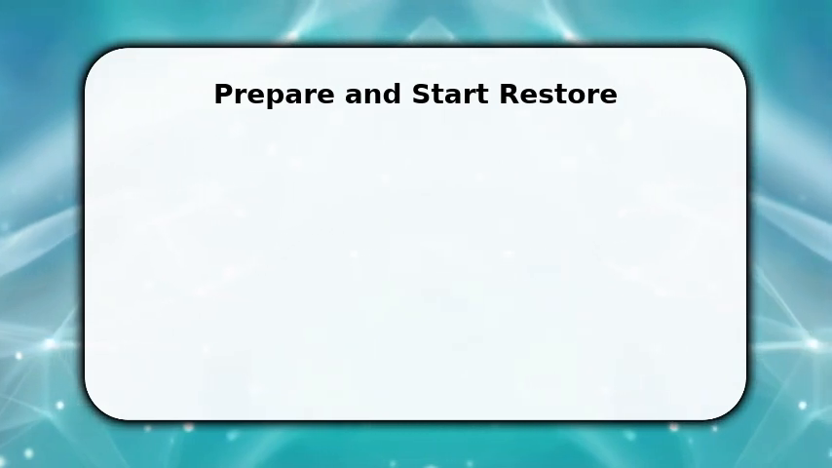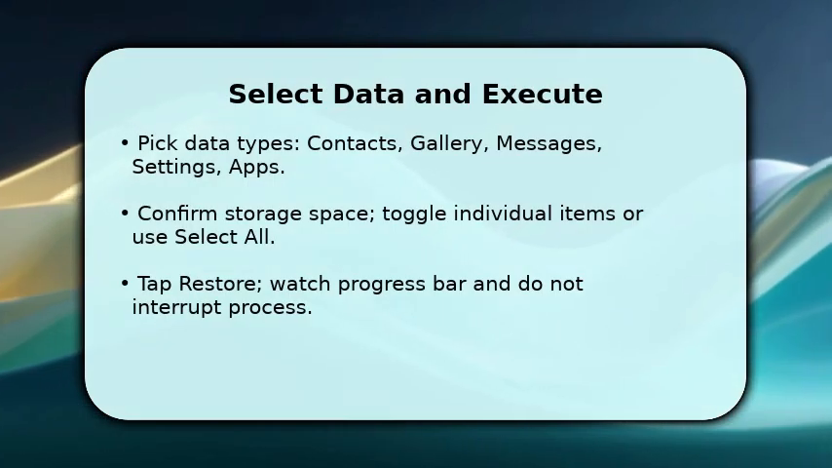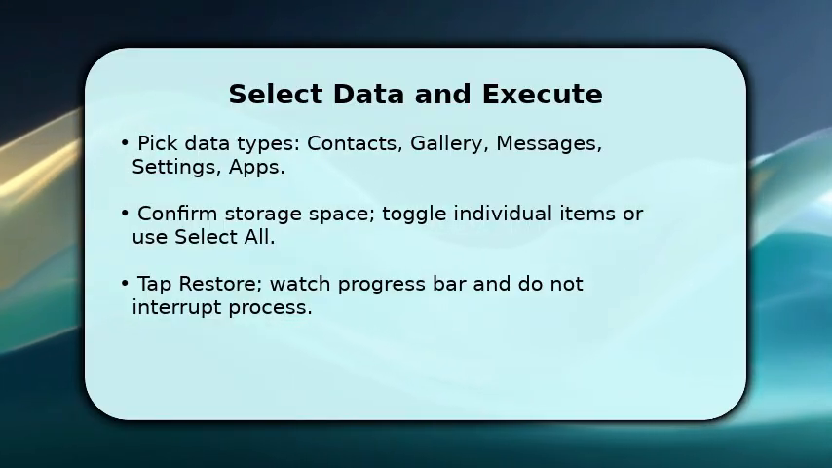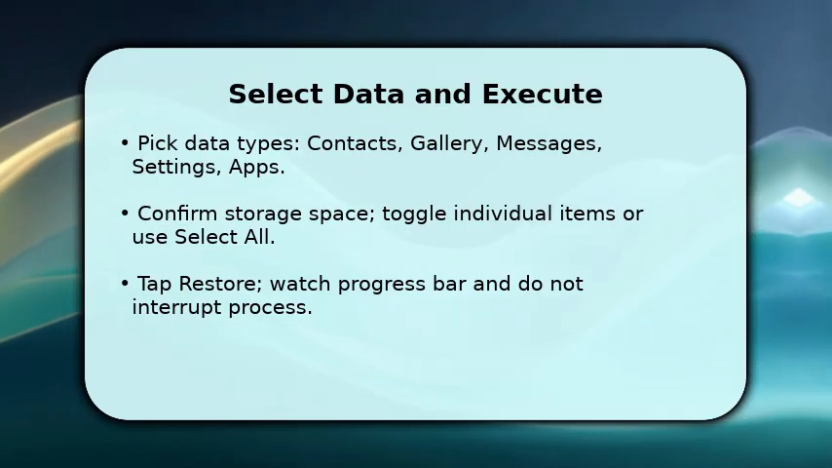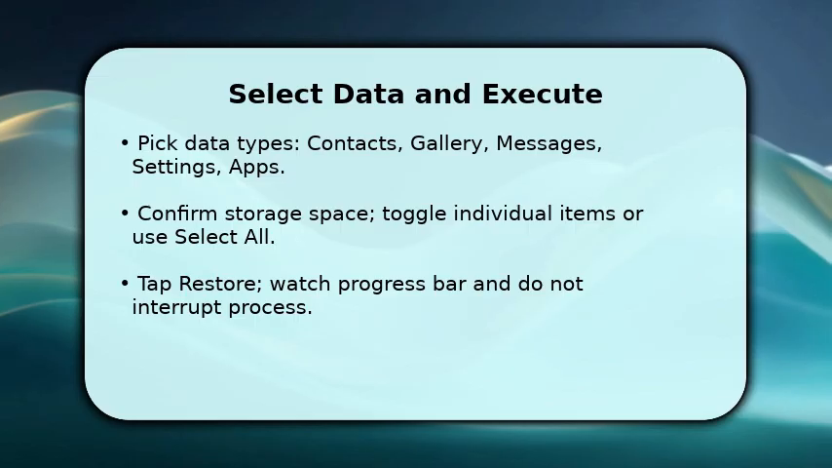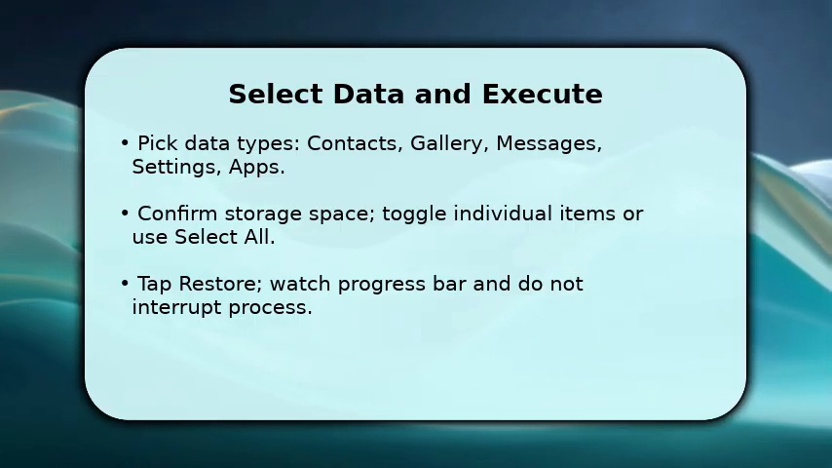You'll now choose exactly what to restore and why. Contacts and Gallery bring back essentials, while Apps and Settings recreate your environment. Once you select types, make sure the device reports enough local storage. Otherwise, free some space. Tap Restore and pay attention to the progress bar.